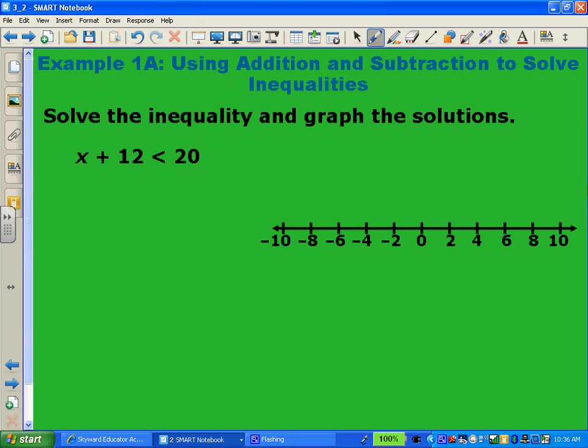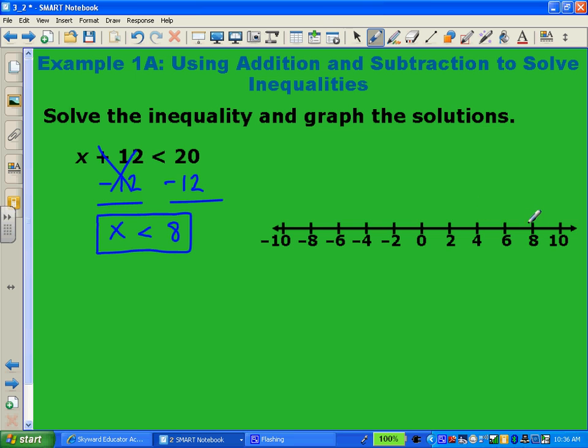So I have x plus 12 is less than 20. I have addition here, so I have to use the opposite, which would be subtraction. So I have to subtract 12, that's going to cancel out, I'm just going to have x. Whatever I do to one side, I have to do to the other, so I'm going to subtract 12. Now 20 minus 12 is 8, and my inequality symbol stays the same. So my solutions here would be all values of x less than 8.